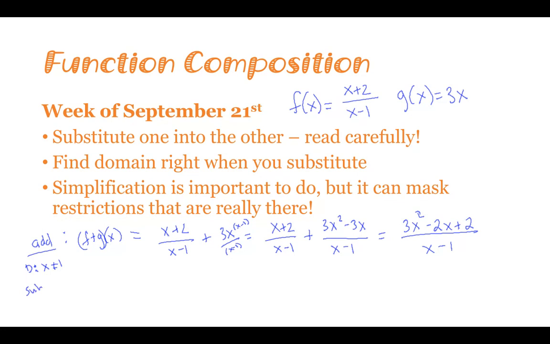Okay, let's subtract. I'm going to do f minus g. It could be the other way around. So f minus g of x: x plus 2 over x minus 1 minus 3x. So right away, my domain: x, again, still not going to equal 1. Same exact process, multiply by x minus 1 over x minus 1. It's like multiplying it by 1.